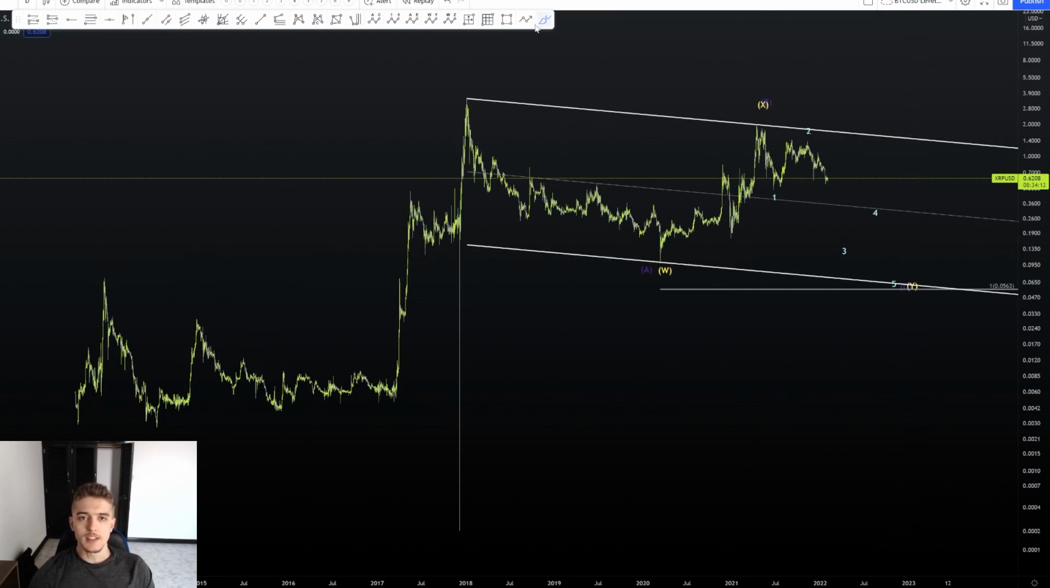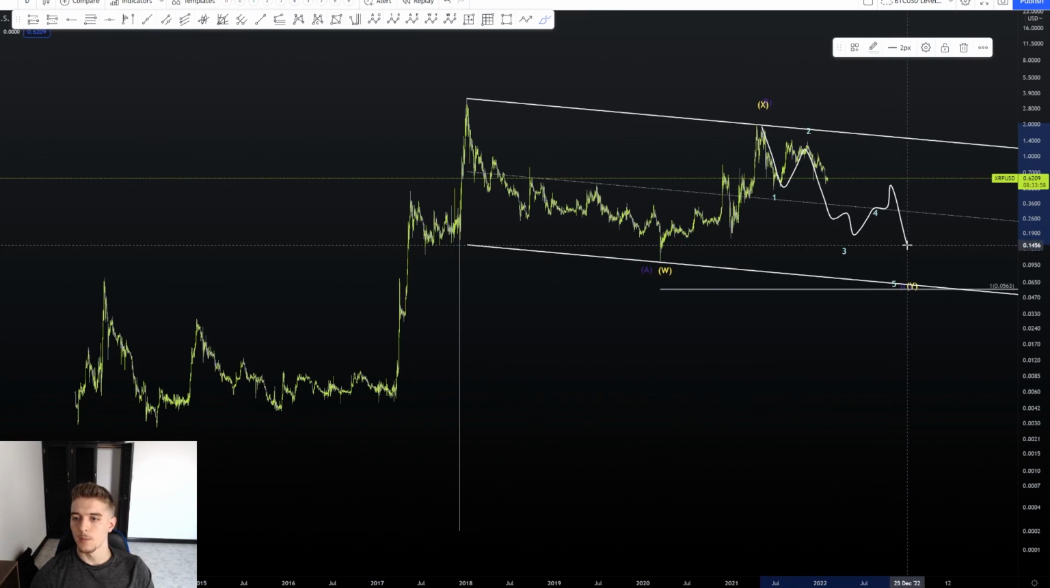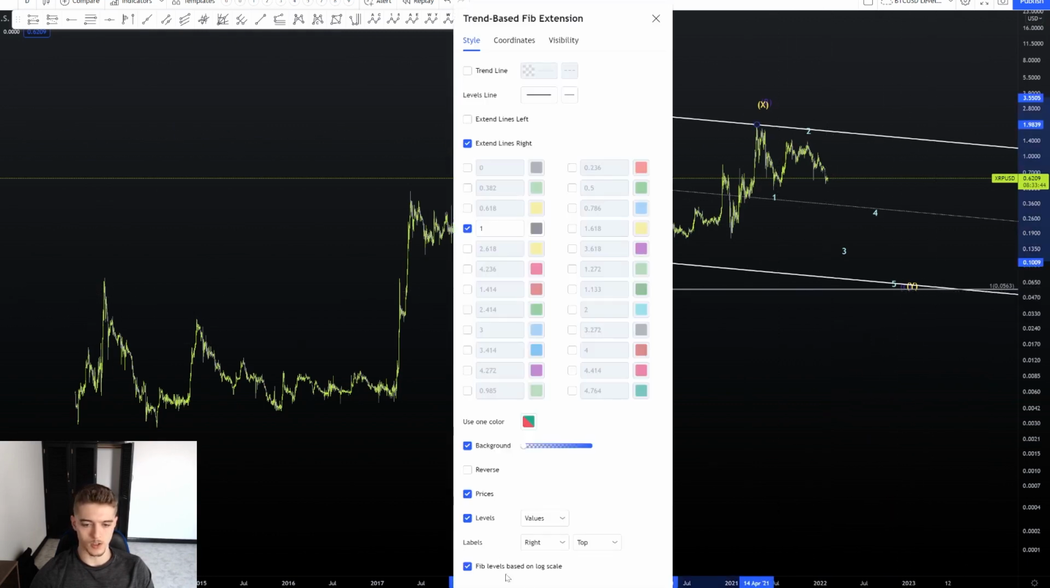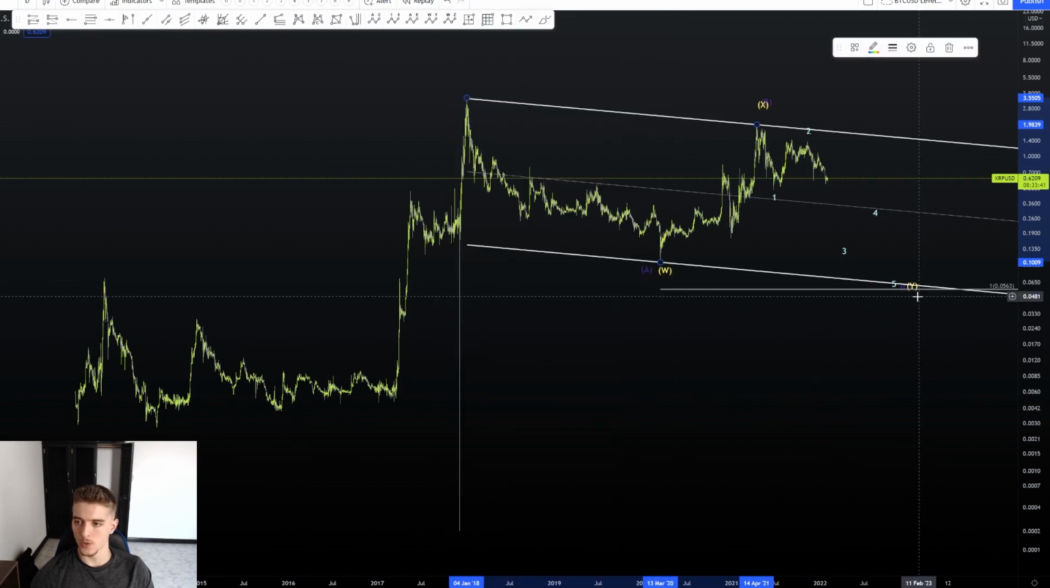Now in the case that it's an ABC, we would get a 1, 2, 3, 4, 5 to complete the zigzag. But in the case that it's an A or a WXY, we could expect something like maybe a 1, 2, 3, 4, 5 for the A wave, up for a B wave, maybe down for another C wave. And the target we could look out for would be the bottom of this channel, or the 1 to 1, so basically W equals Y, put on log scale. It would be based on log scale, which would come down here below these lows, around 5 or 6 cents.